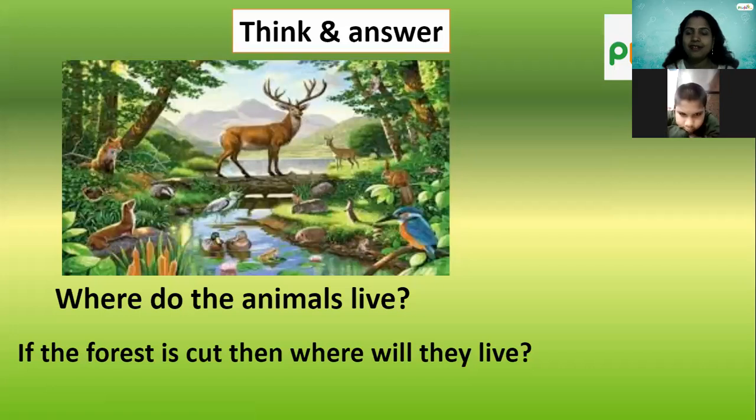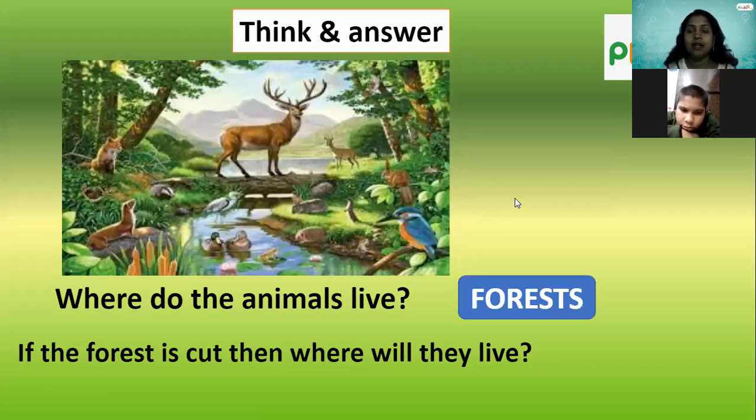Where do they live? If the forest is cut down, then where will they live? They will die. Okay, they will not die immediately. They will go to some other places. Otherwise, they come to us, to our houses also. Have you heard in the newspaper that elephants are coming to the village area? Other animals also are entering the village area.